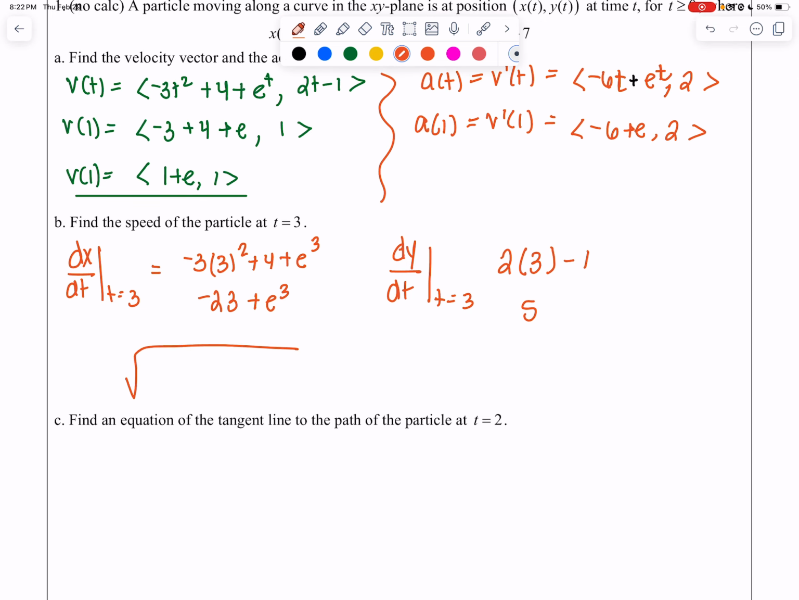C says find the equation of the tangent line to the path of the particle at t is equal to 2. Okay, so if t is equal to 2, I am going to figure out what my coordinate is. So to figure that out, I'm just going to plug in 2 for my x and y.